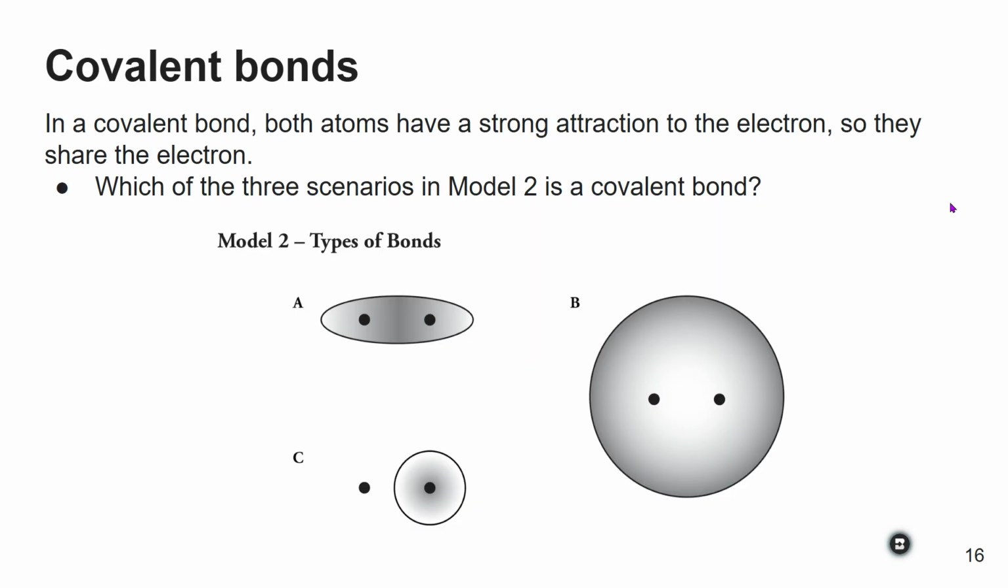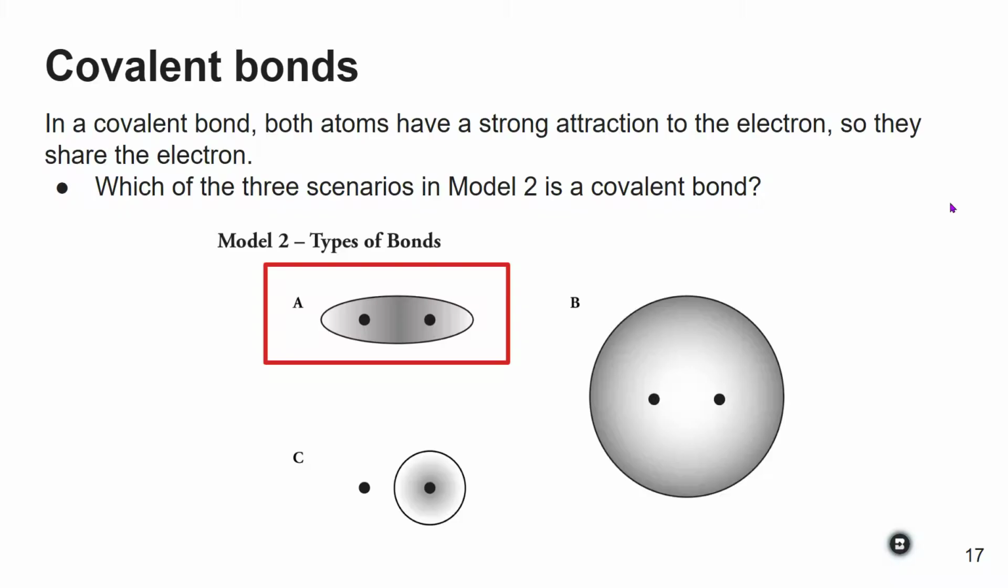Covalent bonds. Covalent bonds involve atoms that both have a strong attraction to the electron. So they share the electron. So these are going to have high electronegativity values. And they'll share them, but don't be fooled. They're not sharing them nicely. They're just tugging against them and nobody wins necessarily. So given that, which of these models, A, B, or C, best fits the description of a covalent bond? Pause the video as you discuss and label on your plastic sleeve.